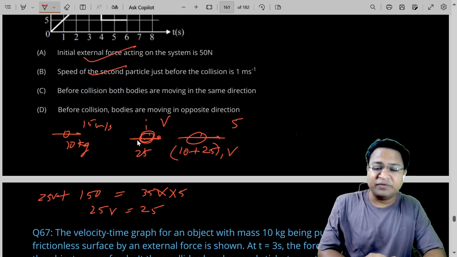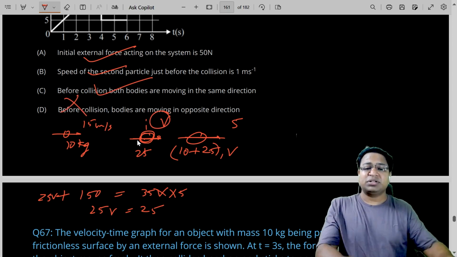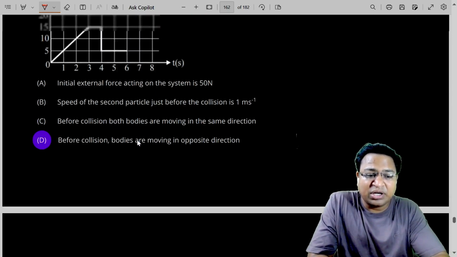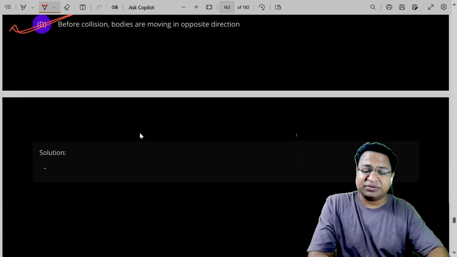Before collision, both the bodies are moving in the same direction. We've got a positive value of v. That means that whatever direction we assumed was the correct one. So yes, they are moving in the same direction, and this becomes incorrect. So A, B, C are the correct ones. We have to go for the incorrect option. So option D will be the answer.